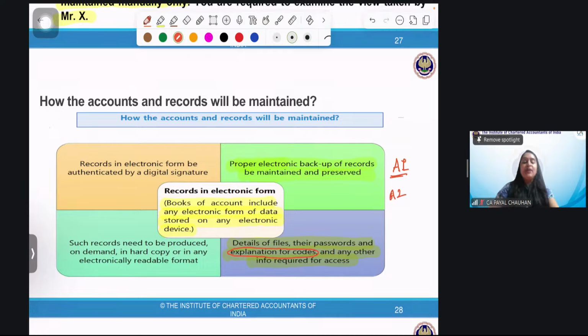So whenever the proper officer demands an explanation of the codes used, you have to provide it. Then we have another point: such records need to be produced on demand in hard copy or in any electronically readable format. Whenever the proper officer asks for them, you have to provide them. Records in electronic form must be authenticated by digital signature, and if the records are in electronic form only, then you can use the digital signature. Did everyone understand?